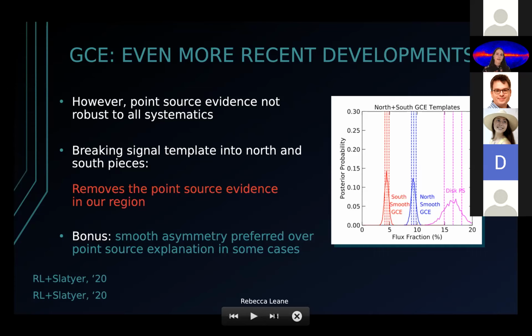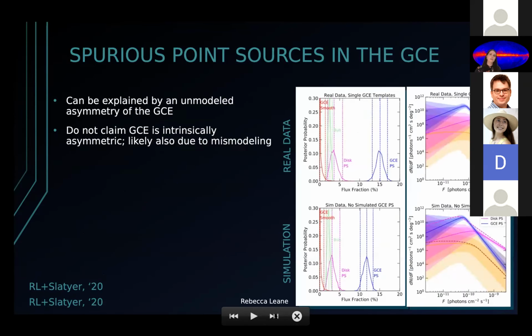And not only that, really interestingly, we found that you could get the smooth symmetry that was preferred over point sources in some of the cases. This is what we had on the right-hand side. You see that the north smooth galactic center excess was 2 times bigger than the south, which seemed really strange. It was strange that just giving the signal model an extra degree of freedom, just 2 pieces, would make the point source evidence go away. But we think we do understand why this happens. It can be explained by having some unmodeled asymmetry in general, and then you're trying to fit something which isn't quite right.